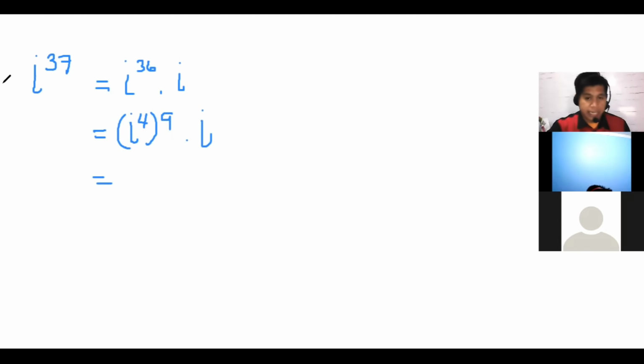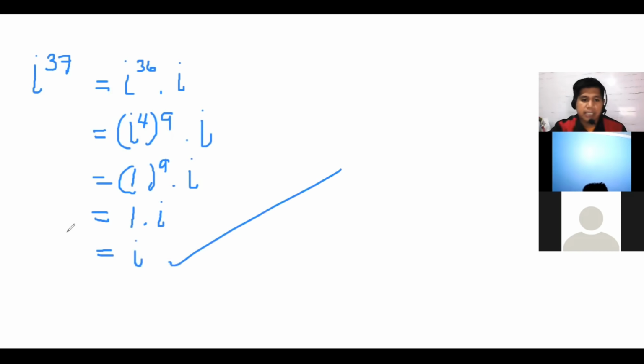Okay? Correct, children? This one is equal to 1 raised to 9 times i. So 1 raised to 9, you're going to make your 1 a factor and multiply it 9 times. So 1 times 1 times 1 times 1 times 1 times 1, etc., till 9. So that's still equal to 1 times i, and 1 times i is equal to i. So the answer is still i. Any question? None. Okay.